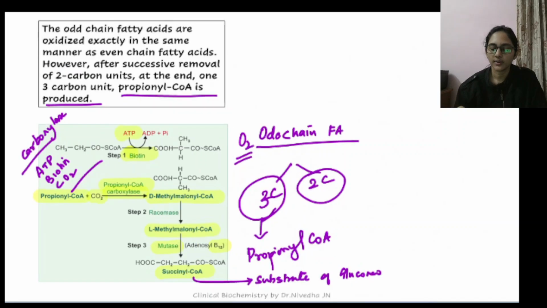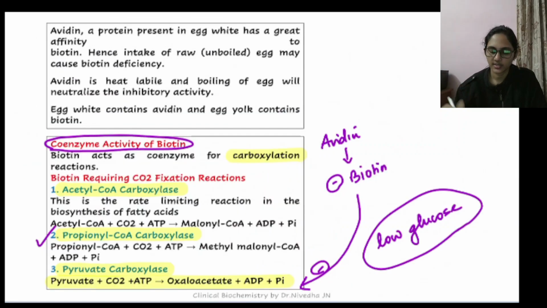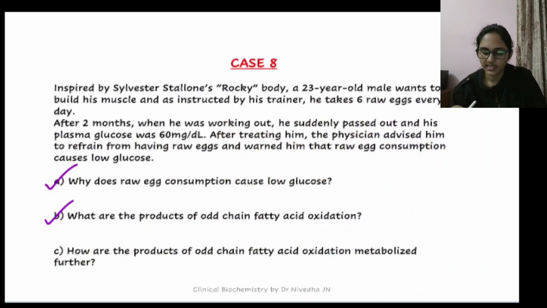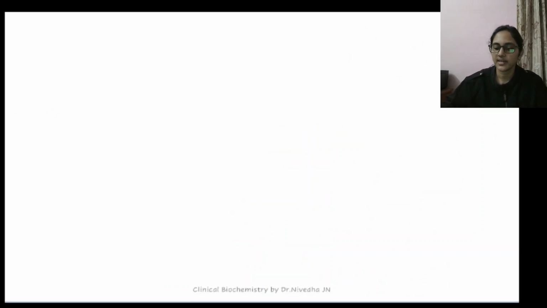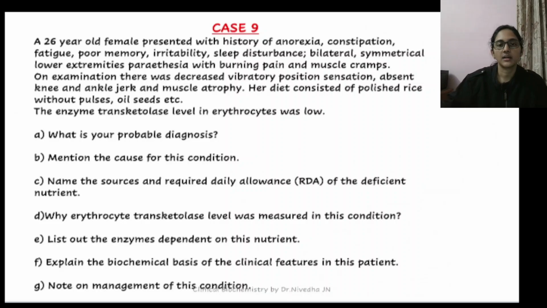So these are the two reasons why you can get low glucose. Yes, one is pyruvate carboxylase, the other one is propionyl CoA carboxylase. Now, what are the products of the odd chain fatty acid oxidation metabolized further? That's what we have seen already: methylmalonyl CoA and then succinyl CoA. Those are the products of metabolism of propionyl CoA. So odd chain fatty acid as such is very important. All right, so this is about that case, biotin deficiency.